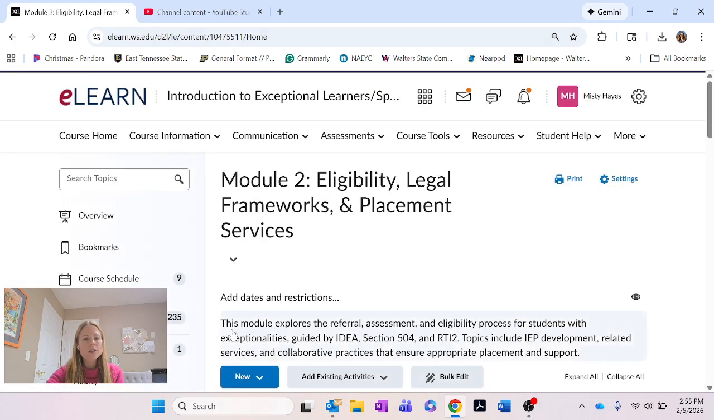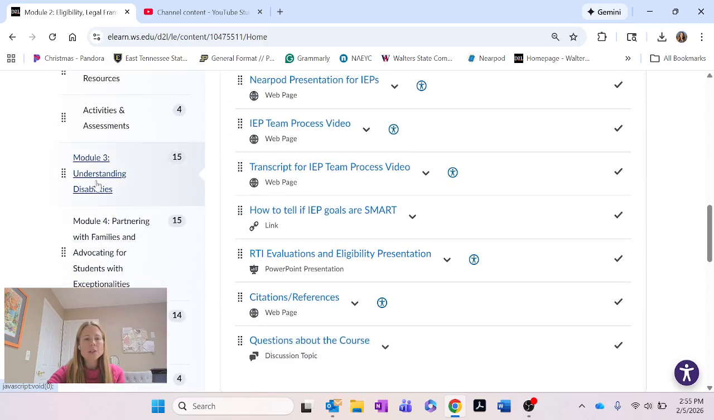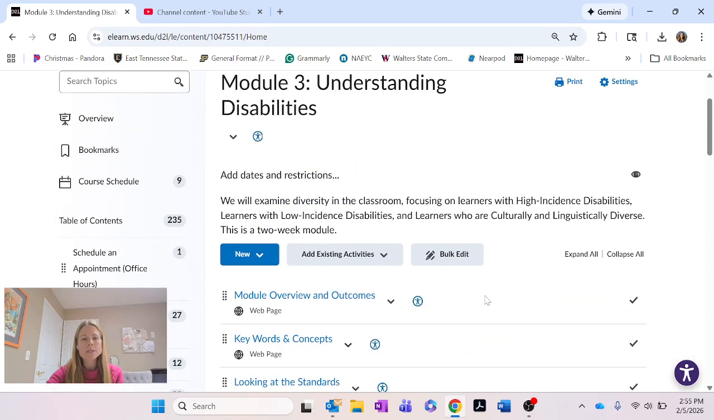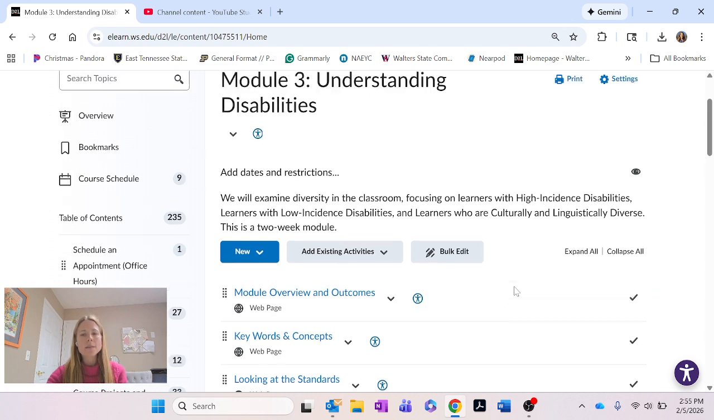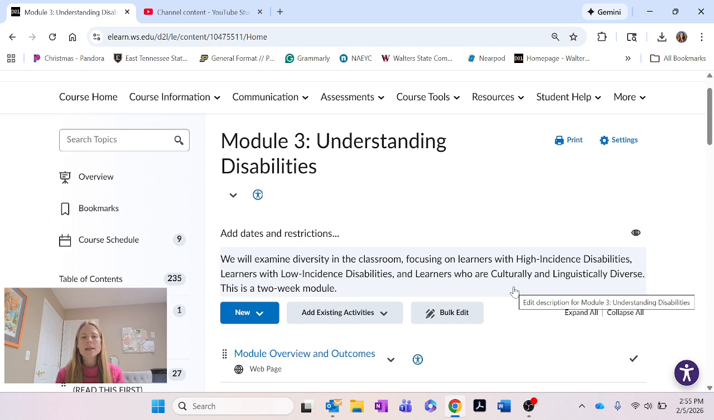Now this module is actually going to be a 2-week module, which means that we will stay in it for 2 weeks. And the reason being is that there's 2 chapters that we're going to be working on. So I feel it's important for you as a student to have time, because this is really going to be a main component where we're going to really understand the different types of disabilities. So we're going to be focusing on learners who have both high incidence disabilities and low incidence disabilities, and what's the difference between the two.